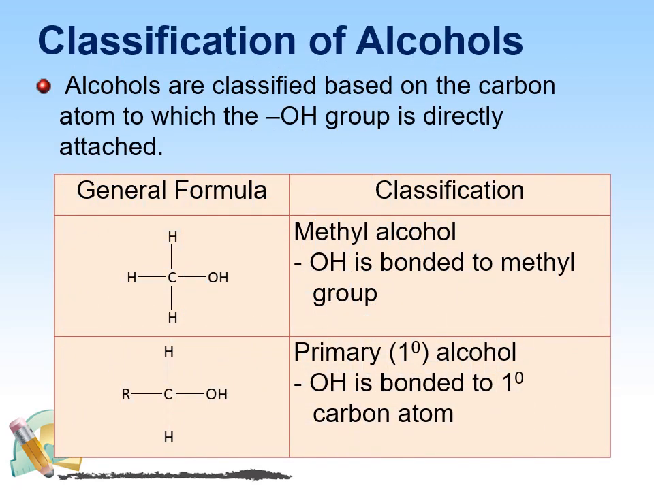Alcohols are classified based on the carbon atom that is attached to the hydroxy group. The first category here, methyl alcohol, has OH bonded to methyl group, as we have seen it here. The second one is primary alcohol, whereby the OH group is bonded to a primary carbon. As you can see here, this is a primary carbon because it is attached to only one R, because in this R, there is one carbon attached directly to it.